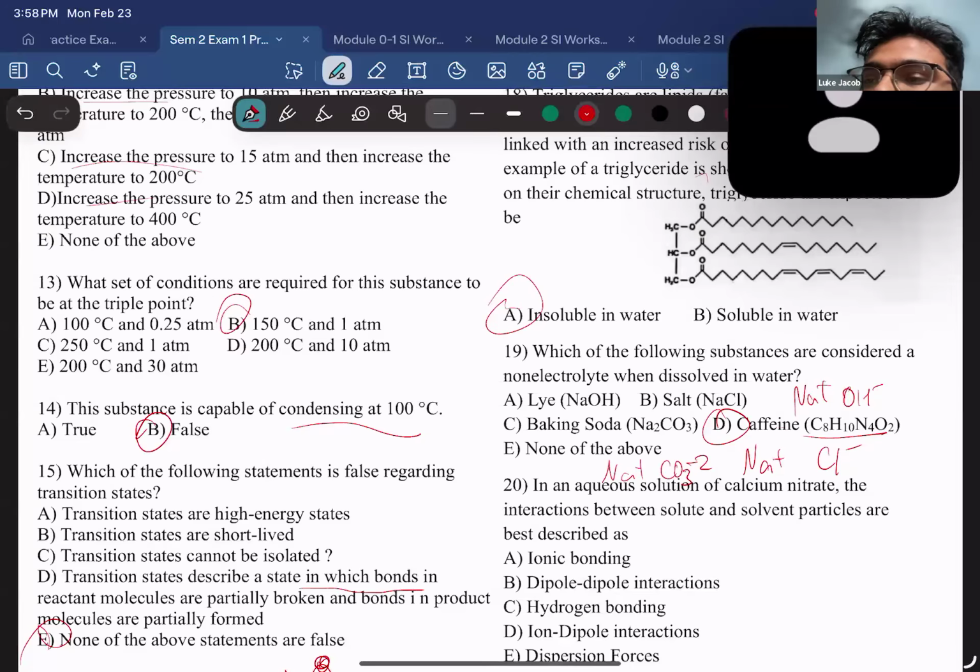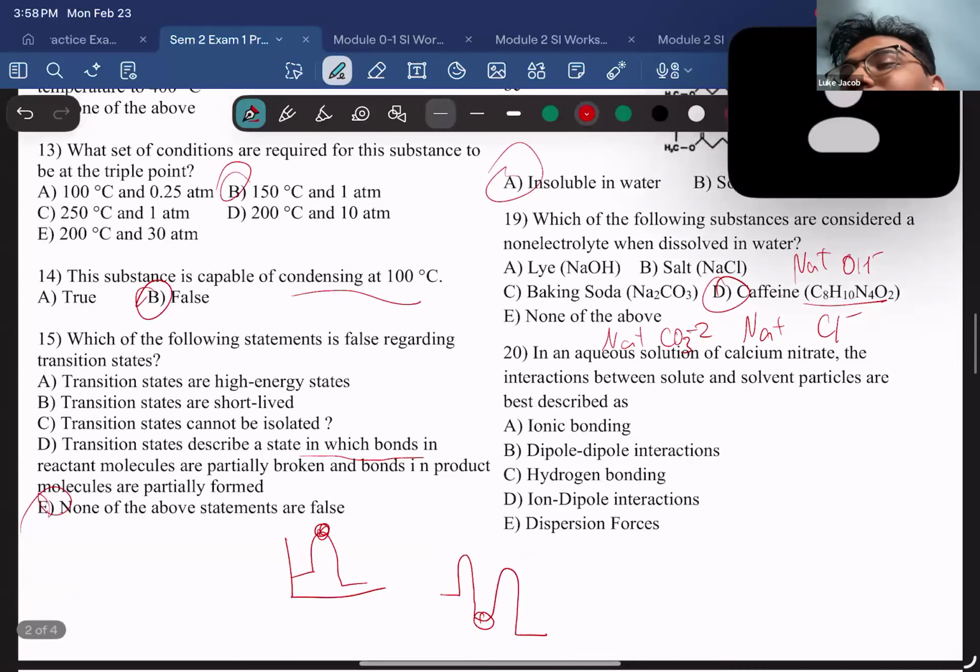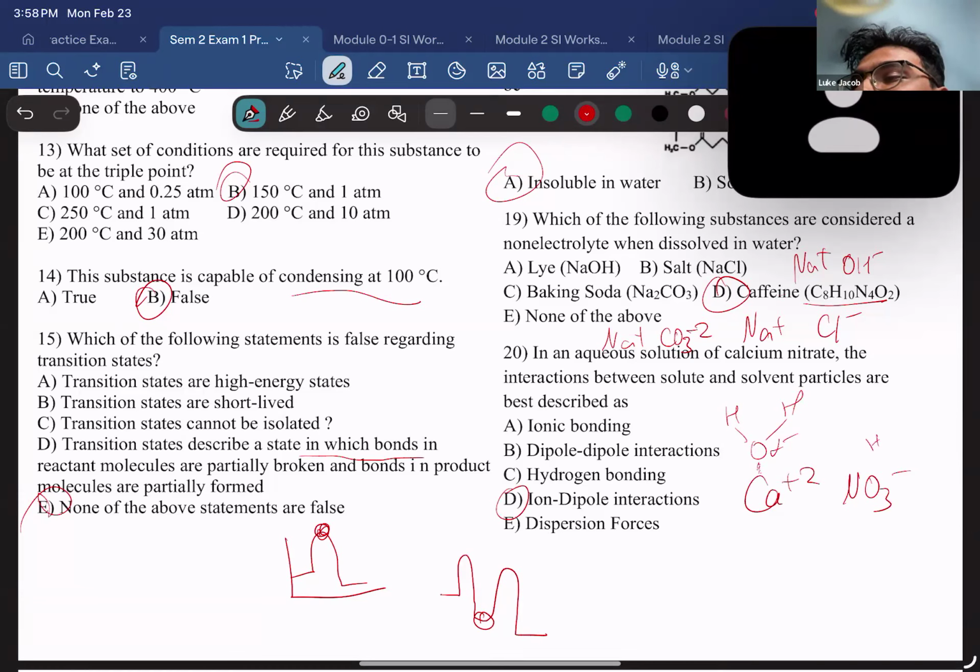D. Okay. In an aqueous solution of calcium nitrate, the interaction between solute and solvent particles is best described as ion-dipole, because it's going to be calcium plus 2 and nitrate minus. The oxygens are going to be attracted to the calcium, and the hydrogens are going to be attracted to the nitrate because there's a partial positive and partial negative. So that's the ion-dipole interaction.